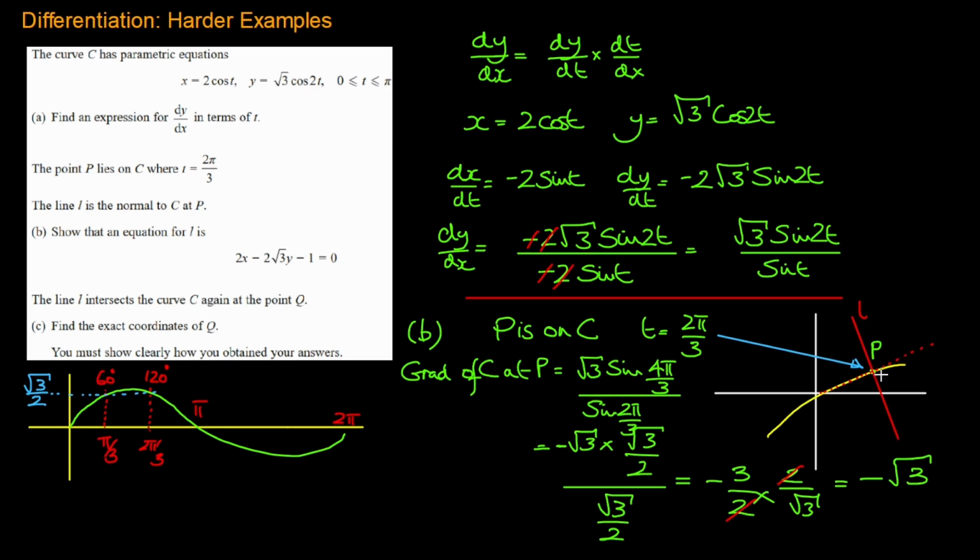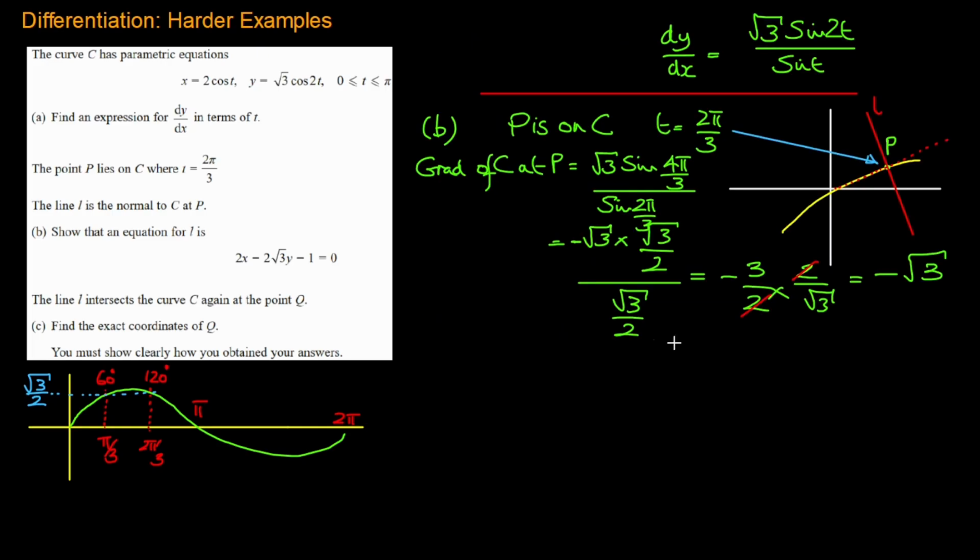So yes, my diagram is hugely wrong, but it served a purpose. I've created a bit of space, and let's take that value for the gradient at point P of the curve C. We now know that the gradient of L, which is normal to the curve, will be the negative reciprocal of this. So now we're dealing with line L. Its gradient is equal to the negative reciprocal of this, which will be positive 1 over the root of 3. And we know that P lies on it.